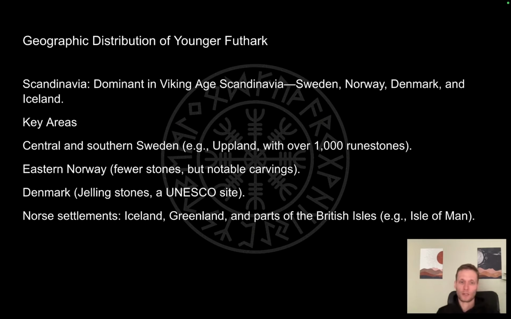The geographic distribution of the Younger Futhark: it was dominant in the Viking Age in Scandinavia, Sweden, Norway, Denmark, and Iceland. It is mostly located in central and southern Sweden, and it's said there are about 1000 runestones with the Younger Futhark. Also eastern Norway, Denmark, and settlements in Iceland, Greenland, and the British Isle of Man.